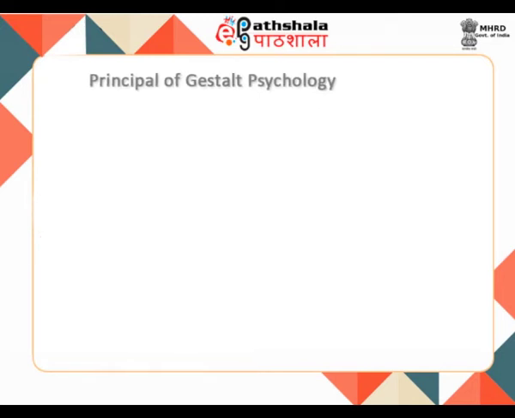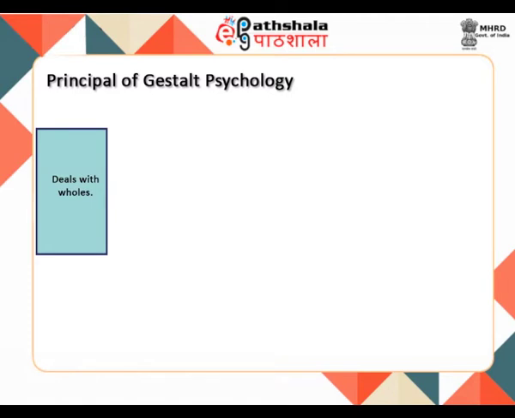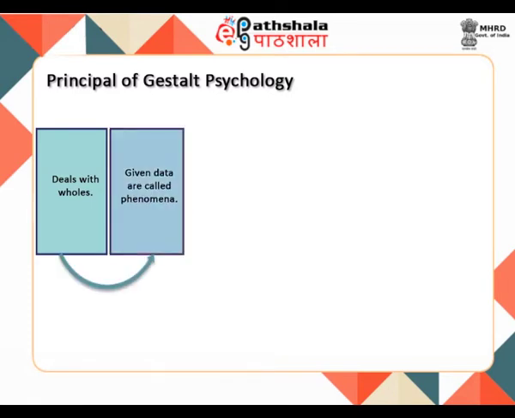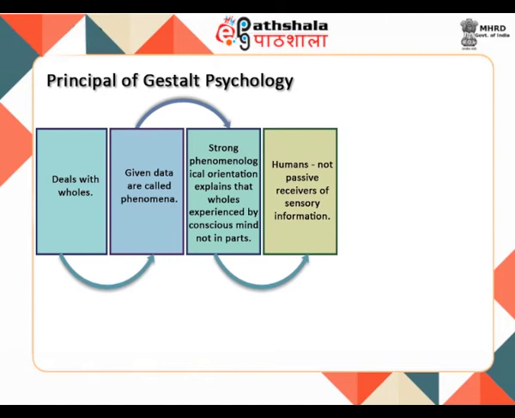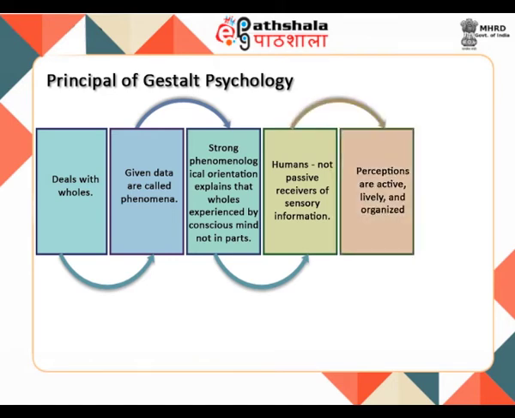The most concise way to characterize Gestalt psychology is to say that it deals with wholes and its given data are what have been called phenomena. It is because of their strong phenomenological orientation, which explains that wholes are experienced by the conscious mind and not in parts. Humans are not passive receivers of sensory information. Our perceptions are active, lively, and organized.